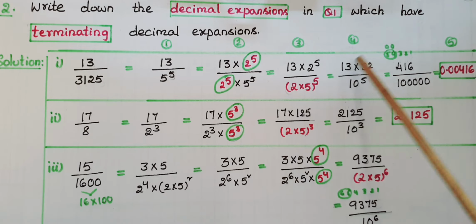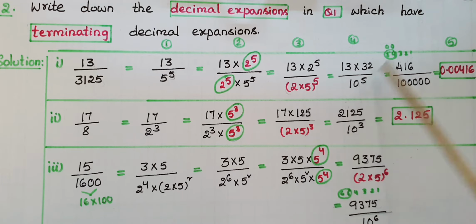That is equal to 13 into 32 by 10 to the power of 5. So here there are 5 zeros. So you have to put the decimal before 5 digits. That is 416 by 1 lakh, that is equal to 0.00416. 5 digits. Before 5 digits you have to put the decimal.